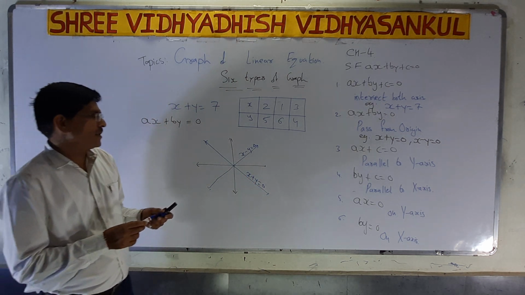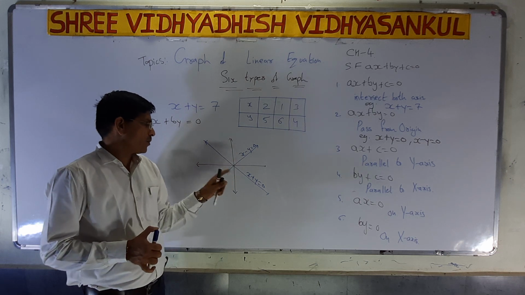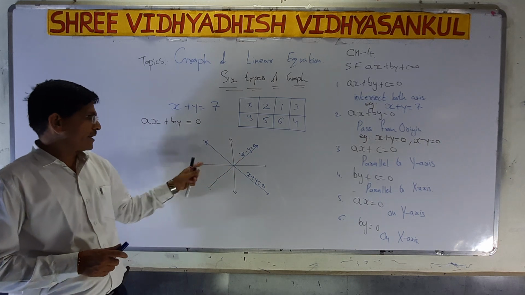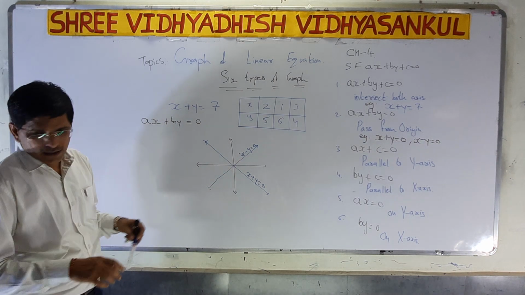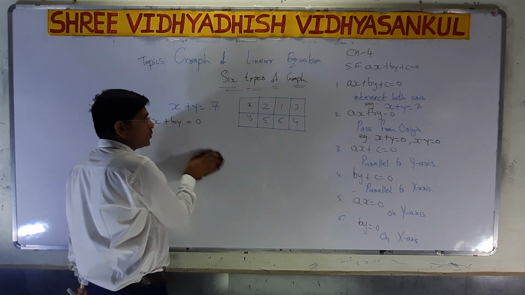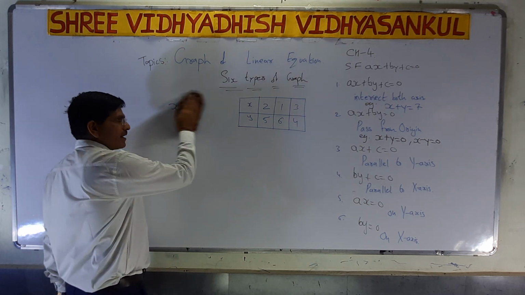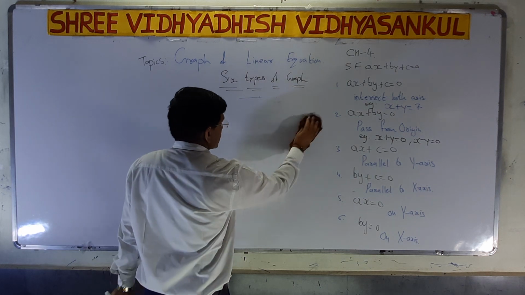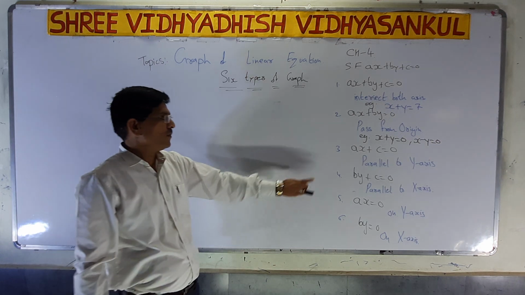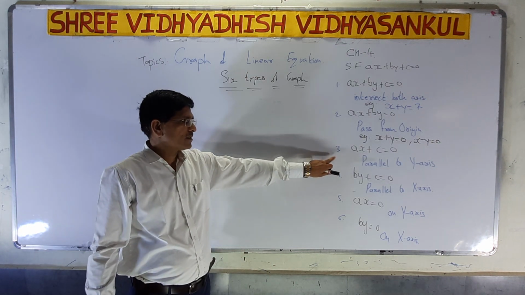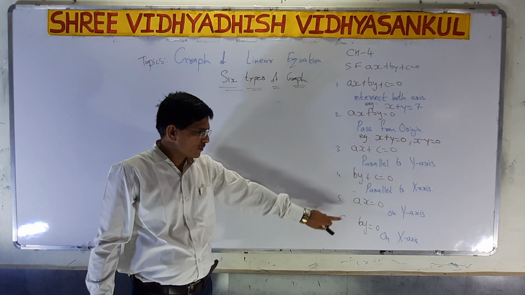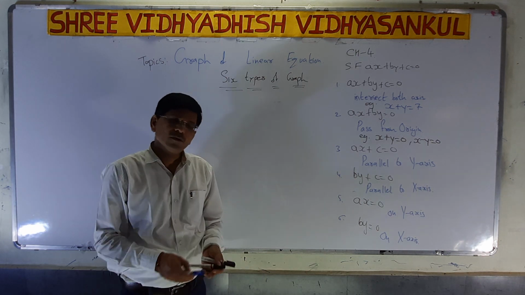So x minus y is equal to 0, and such a type of graph we can say passes through the origin. We have already discussed these two types of graph in the last lecture. Today we want to discuss the other remaining 4 types of graph, that is ax plus c is equal to 0, by plus c is equal to 0, ax is equal to 0 and by is equal to 0.